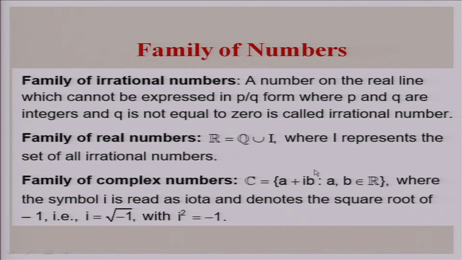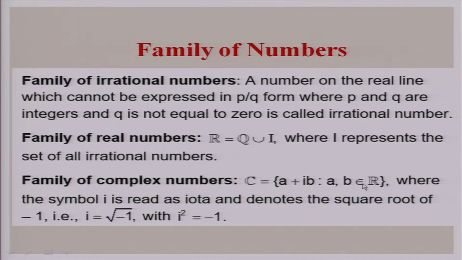Suppose in one bag we have all rational numbers, in another bag we have all irrational numbers, and we put both bags in a big bag. That bag is known as the set of real numbers. This symbol is read as the union of Q and I. Q means the set of rational numbers, I means the set of irrational numbers. If we include the sets of rational as well as irrational numbers, then that set is known as the set of real numbers.